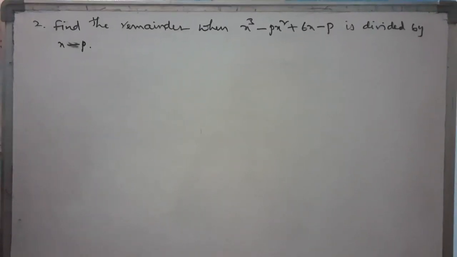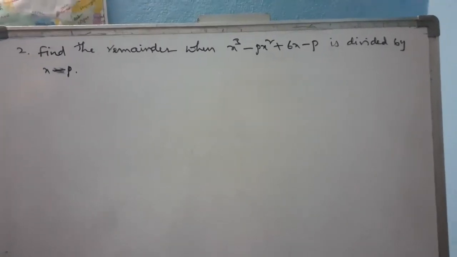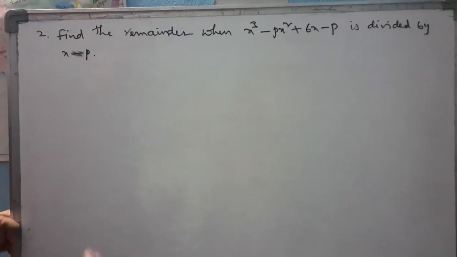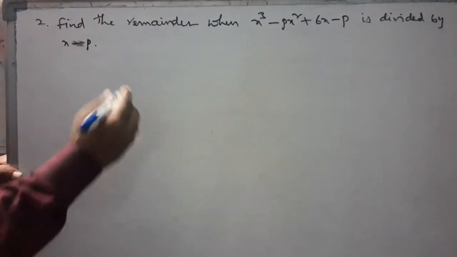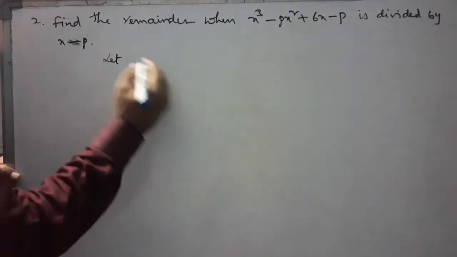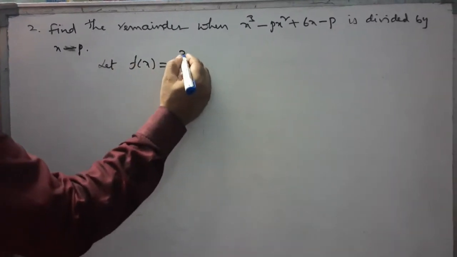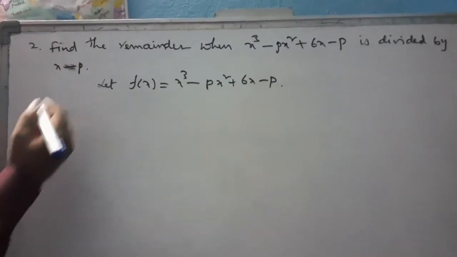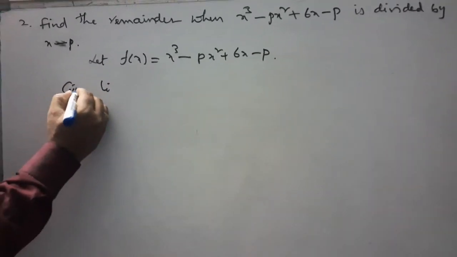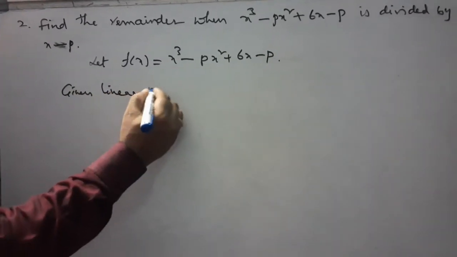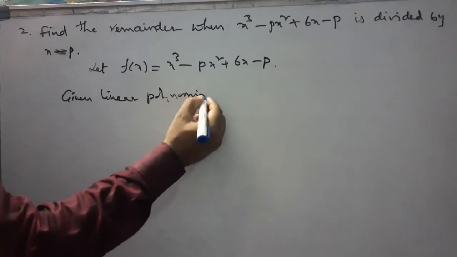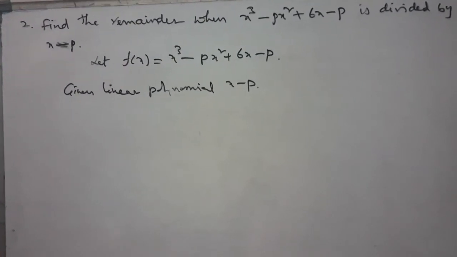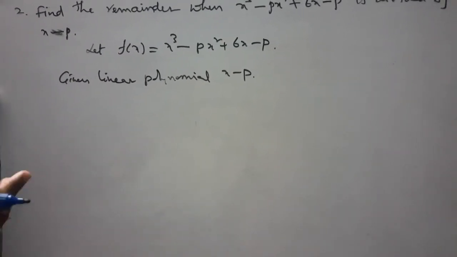So second problem, find the remainder when x cube minus px square plus 6x minus p is divided by x minus p. Now given the polynomial, we have to take f of x equal to x cube minus px square plus 6x minus p. So given the linear polynomial x minus p, what is the remainder? We can find it by using the remainder theorem. What is the remainder theorem?